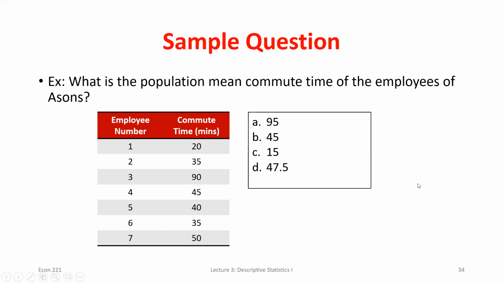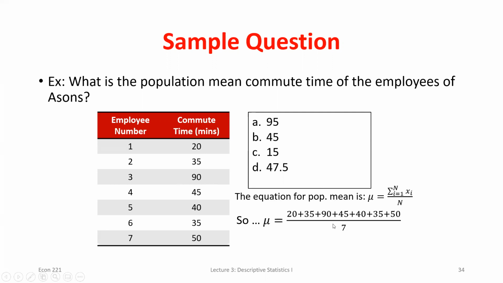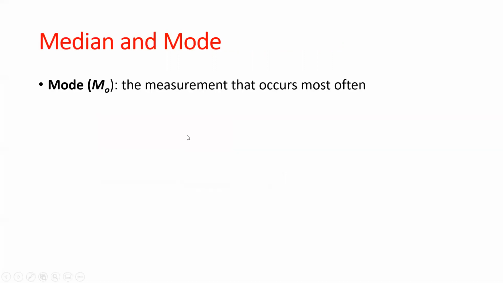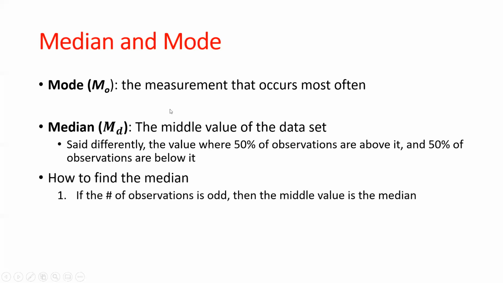Right? So sure enough, if we add up all these values, so add up all the commute times, divide by the total number of observations, we get 45. Okay. Got what, 8 minutes? Okay, so we'll go through the other two. So the median and the mode.